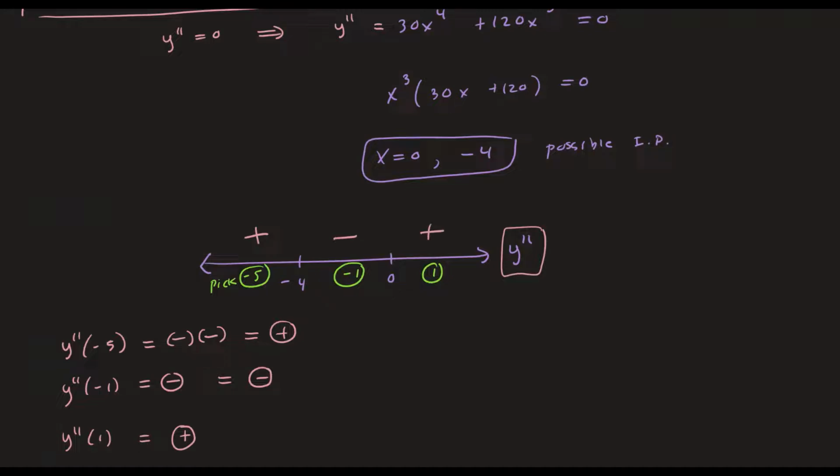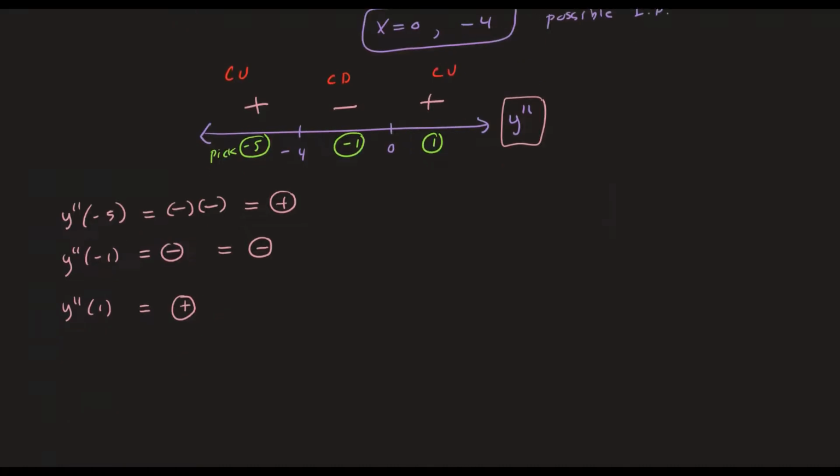So now because the concavity changes, positive means you're concave up, negative means you're concave down. So we have a change in concavity. That means these are indeed inflection points. So check, these are inflection points. That means you need to find their values, so you plug them into the original function.